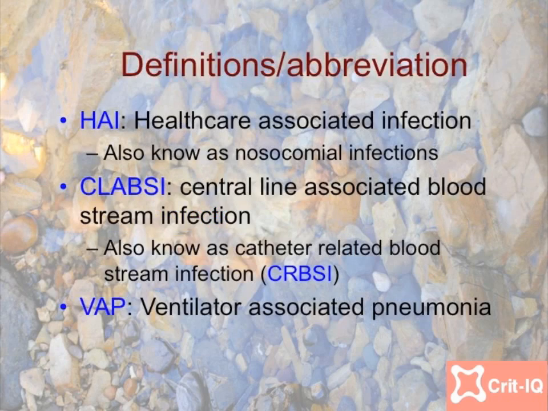Healthcare-associated infection, or nosocomial infection, is often abbreviated to HAI. Central line-associated bloodstream infection can be known as CLABSI. However, it's also confusingly known as a catheter-related bloodstream infection, or CRBSI. And VAP stands for ventilator-associated pneumonia.